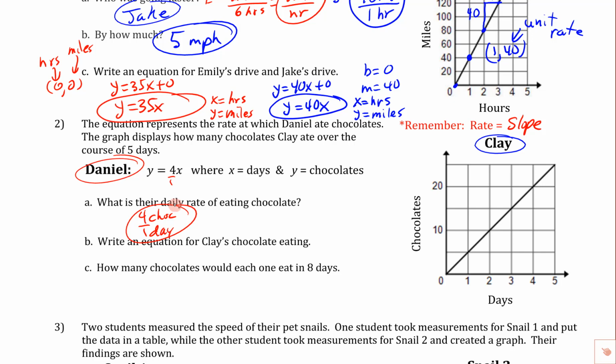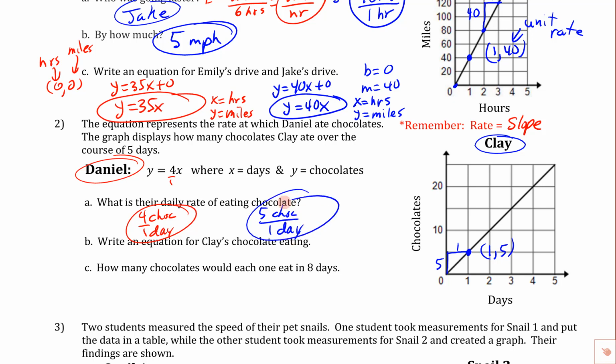And then over here, again, let's find the easiest one that we can on this. Let's just find this point right here. This is 1 day and 5 chocolates. So if we were to put the calculated rate of change here, calculated slope, this is up 5 chocolates and over 1 day. So this is going to be 5 chocolates in 1 day. So those are the two rates.